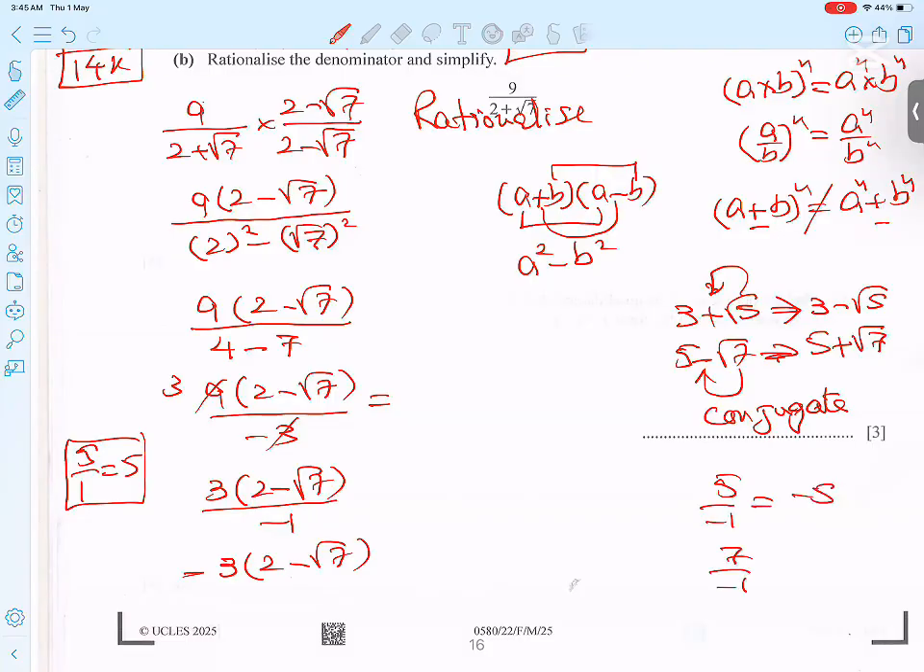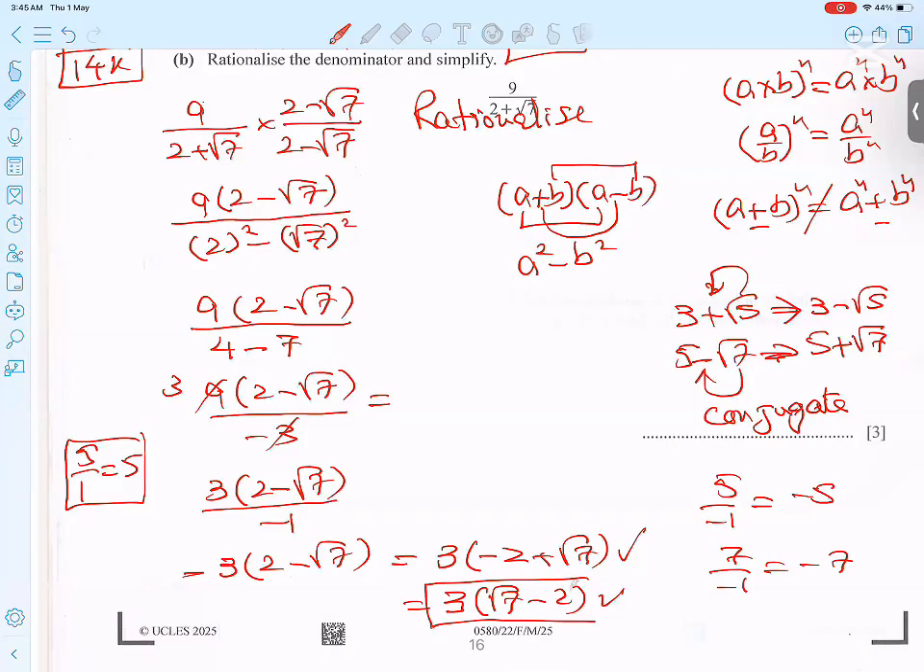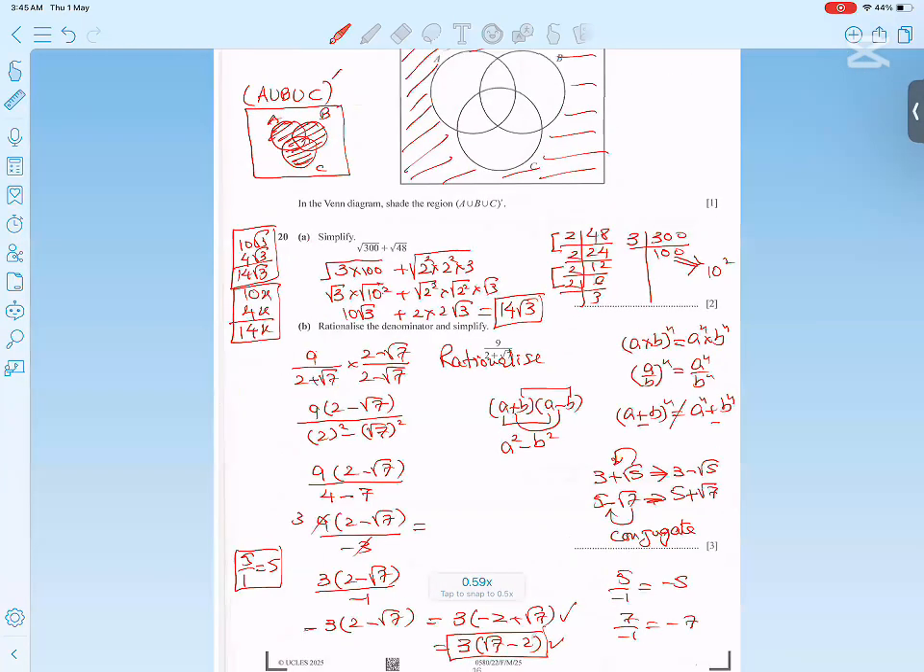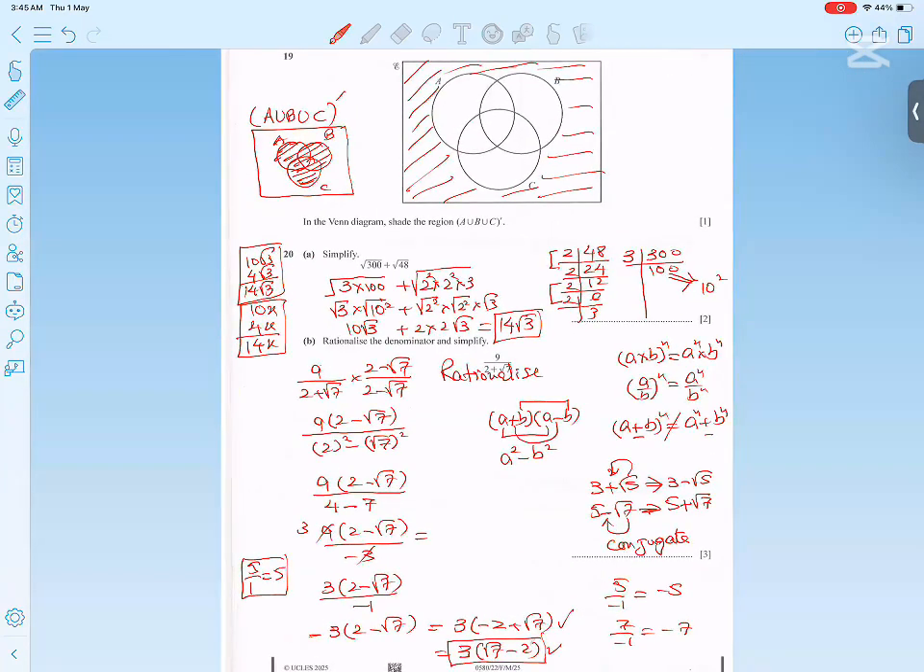So 7 over negative 1, you can write negative 7. So you can stop here or multiply inside. So you got a 3 outside, negative into positive 2 gives negative 2, and negative into negative root 7 gives positive root 7. You can stop here, or you can write root 7 minus 2. Both are correct answers. So I hope the concept is very clear, and this whole page is clear. And let's go for the next page.